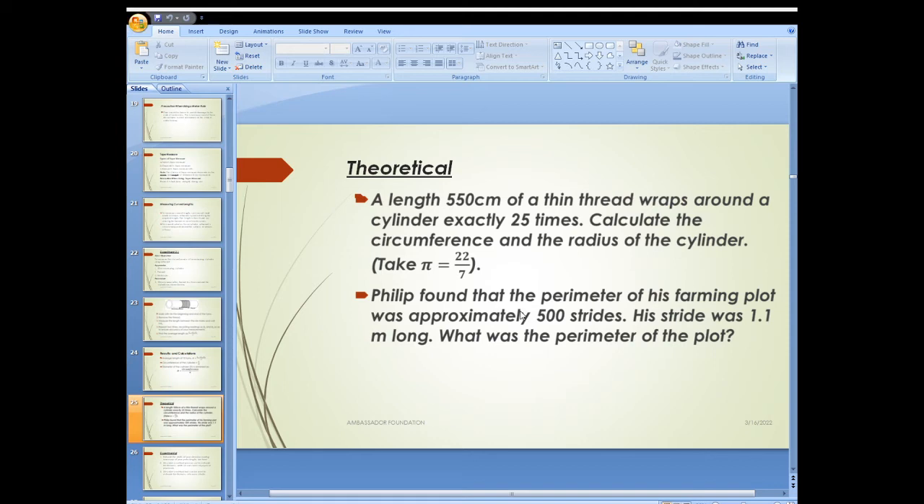There is someone here by the name Philip, who found that the perimeter of his farming plot was approximately 500 strides. His stride was 1.1 meters long. What was the perimeter of the plot? Question 2 is one of the approximation methods. If one stride is 1.1 meters and he has gone for 500 strides, then it's going to be 1.1 times 500. So you get 550 meters. So that is the perimeter of his plot.